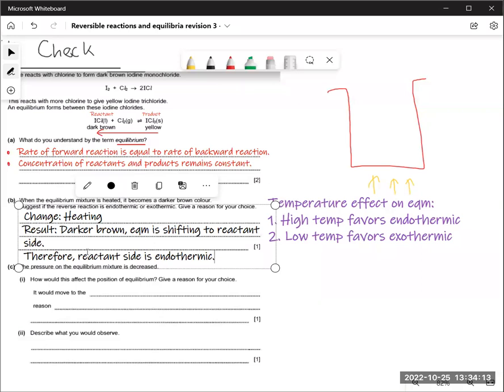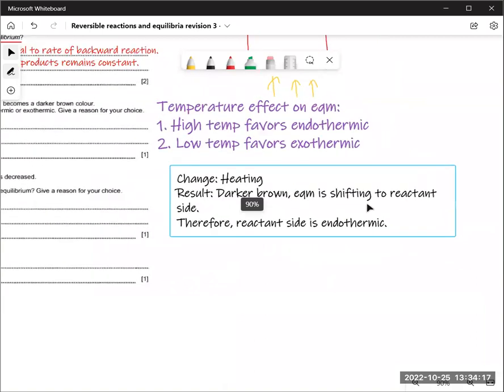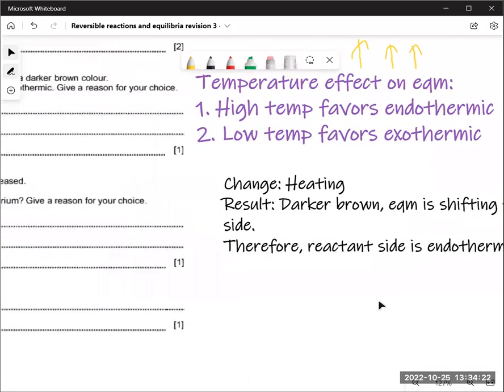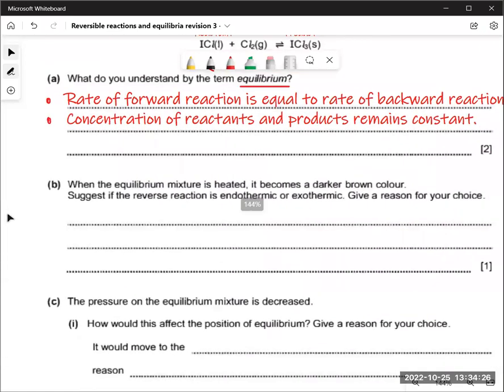Yes. But what will we write in the exam? Well, this is the working. We always look at it like this: change and result. So what is the change they're doing and what is the result we're getting? Now I can write the answer here.